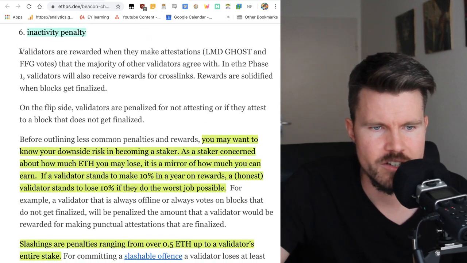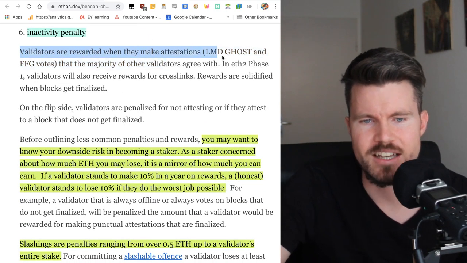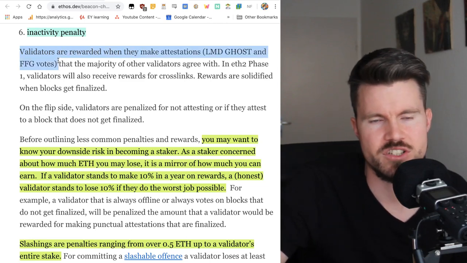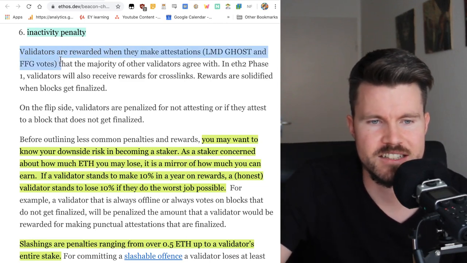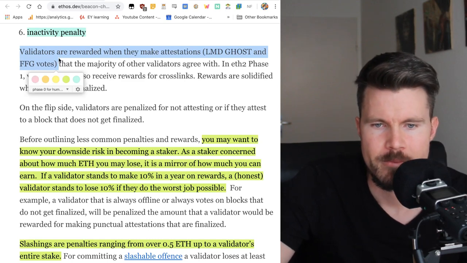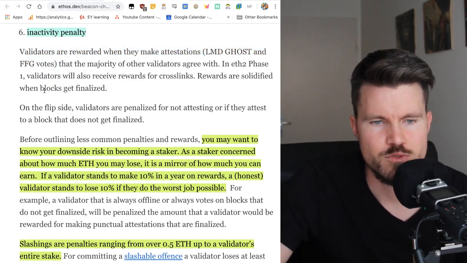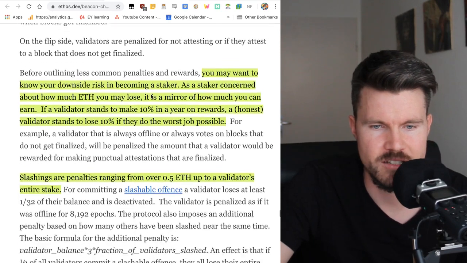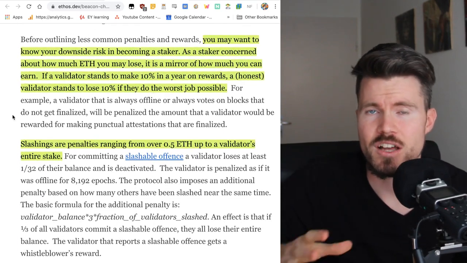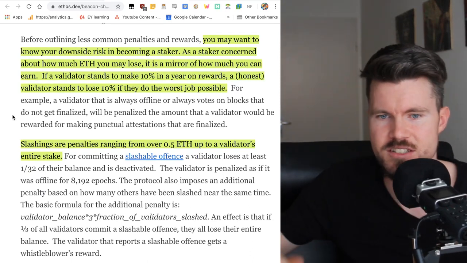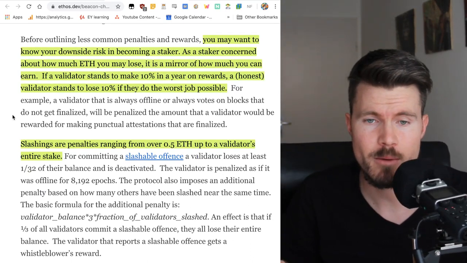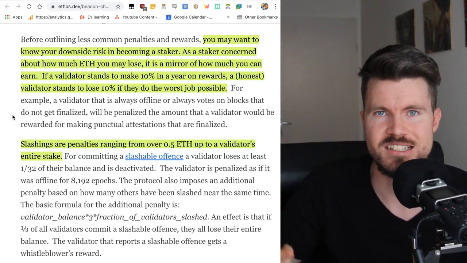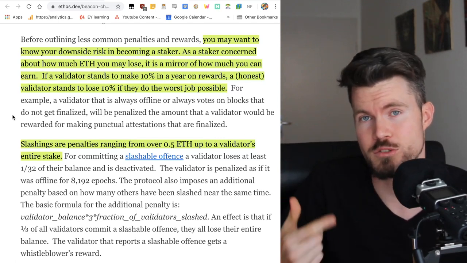So here, the validators are rewarded when they make attestations, LMD ghost, and FFG votes, which is important for the finalization, the checkpoints, and all that. And in ETH 2, phase 1 validators will also receive rewards for crosslinks. So if you want to become a validator, you have to understand the downside risk. You've got the penalties and you've got the slashings, and the slashings are the worst part.